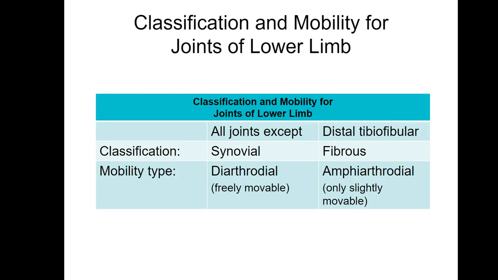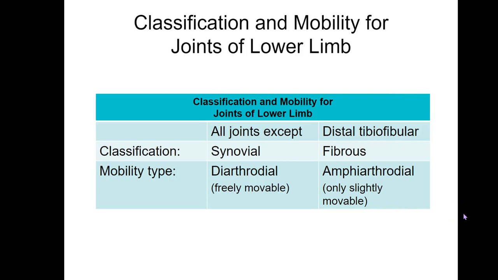Okay, as we conclude this presentation, remember, all of the joints of the lower limb are synovial and diarthroidal. Remember, synovial is the structural classification, diarthroidal is the functional classification, and it means that all of the joints are freely movable. Remember, there is one exception to this, the distal tib fib, so where the tibia and fibula articulate. That is not a synovial joint, that is a fibrous joint, and it has amphiarthroidal movement.